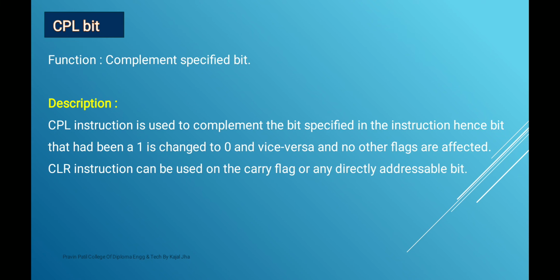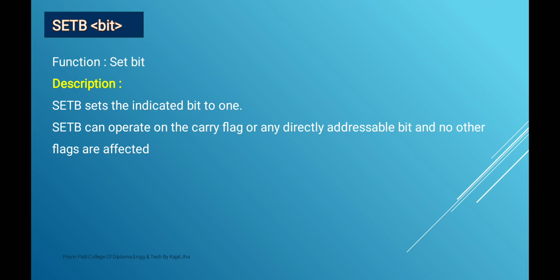After that, CPL bit, meaning we take the complement of only a single bit. The CPL instruction is used to complement the bit specified in the instruction. Only that bit is complemented after the execution of the instruction, not a whole register. Hence, a bit that had been a 1 is changed to 0, and vice versa. No other flags are affected here, and the instruction can be used on the carry flag or any directly addressable bit.